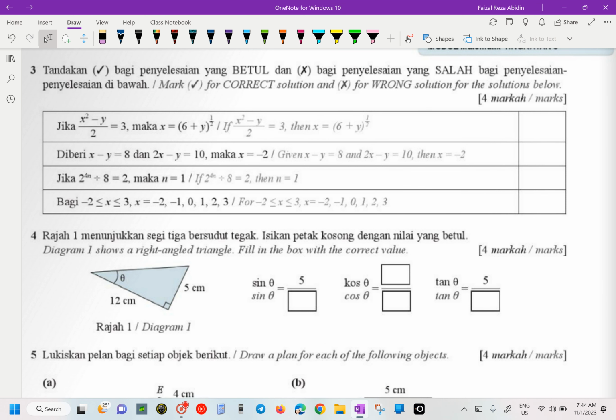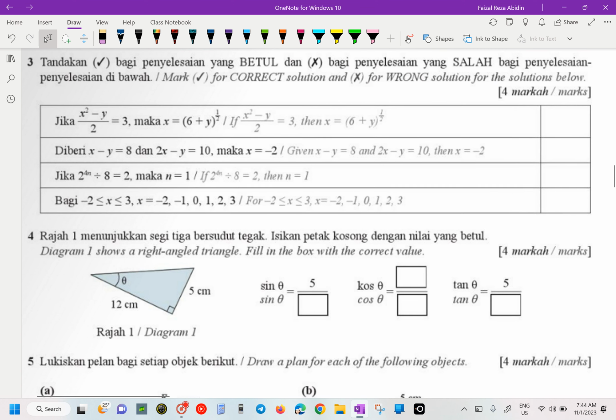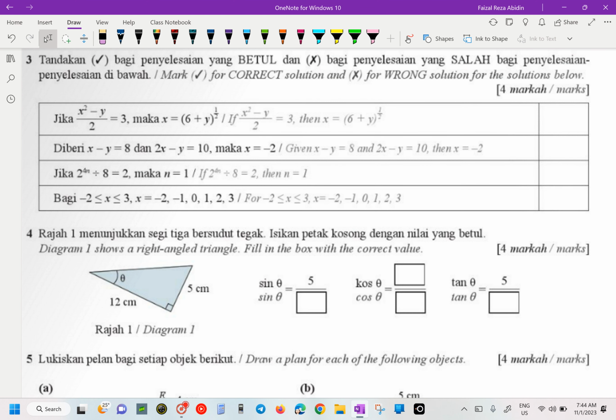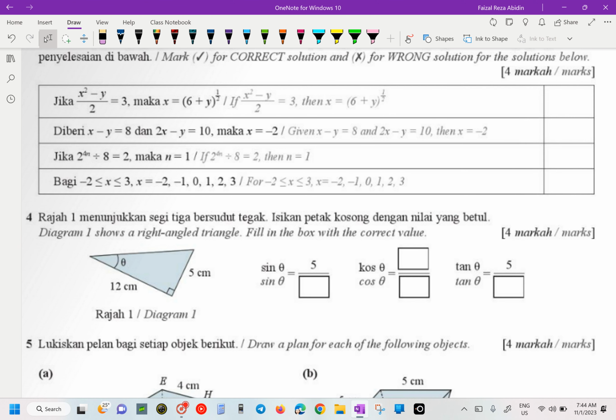Okay. Next. Mark for correct solution and false for wrong solution. Okay. So, if you look at here. If X squared minus Y divided by 2 equals 3, then X equals 6 plus Y to the power of 1 over 2.